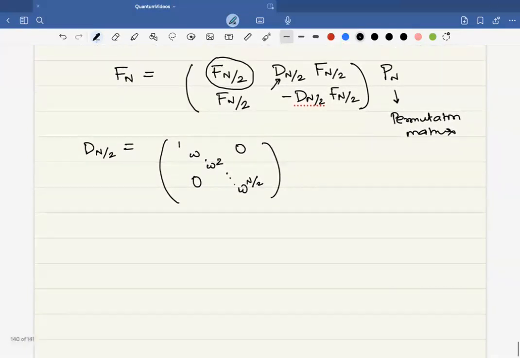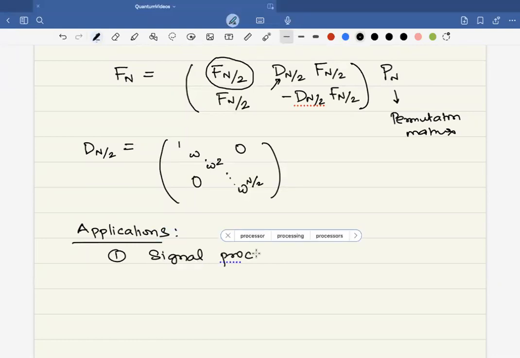Now, as I mentioned earlier, the applications of the Fourier transform are many. One is signal processing. If you have a complex signal, then you can sample it and then apply the discrete Fourier transform to it. And then you can work in what is known as the frequency domain and manipulate it, and get the idea of what the frequency components of the complex signal are. So signal processing is one application.